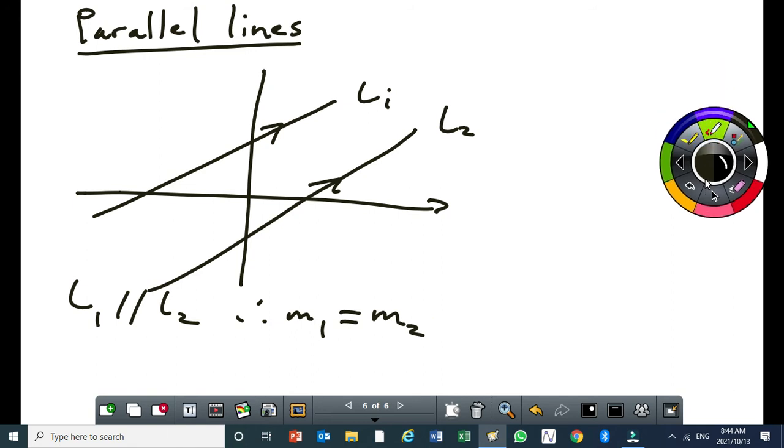Then perpendicular lines. Please, you must use the ruler. I didn't use the ruler, that's why. Perpendicular lines.